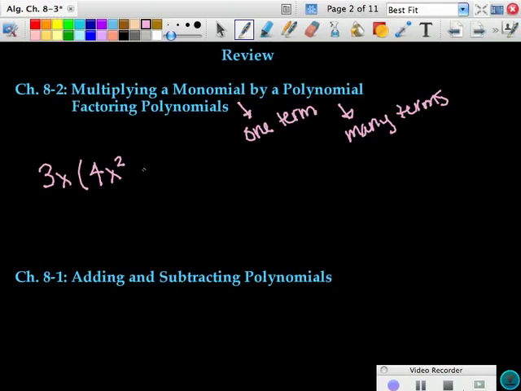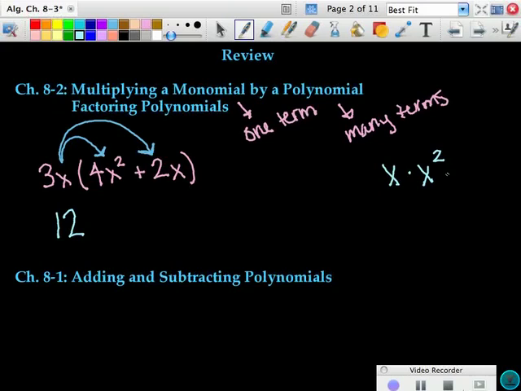So if we did something along these lines, remember to use the distributive property and make sure you multiply everything on the inside by 3x. Multiply the numbers first. 3 times 4 gives you 12. X times x squared. A little note over here, remember x times x squared is x to the first times x to the second, add them, x to the third. So we get x cubed plus 3 times 2 gives you 6, x times x, x squared.